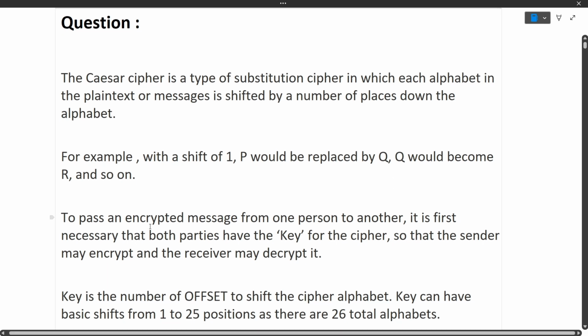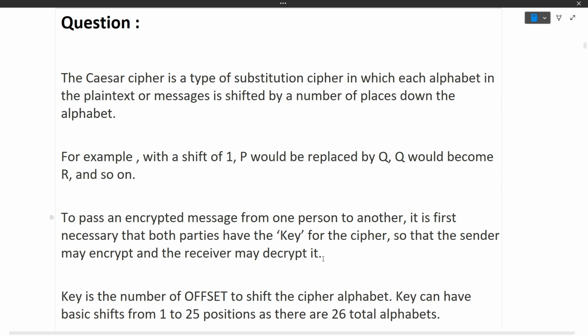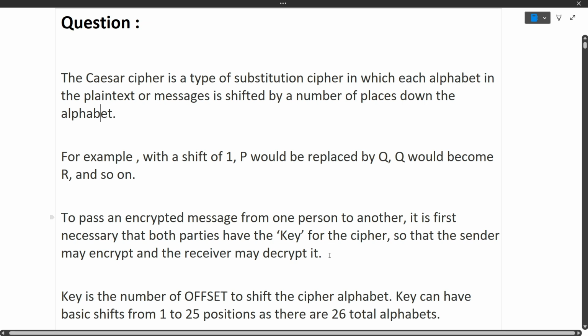To pass an encrypted message from one person to another, it is first necessary that both the parties have the key for the cipher, so that the sender may encrypt and the receiver may decrypt. So for encrypting the message and for decrypting the message, we require a key. That key should always be present with both the sender as well as the receiver. The sender will use that key to encrypt the message and the receiver will use that key to decrypt the message. So this is the role of the key.